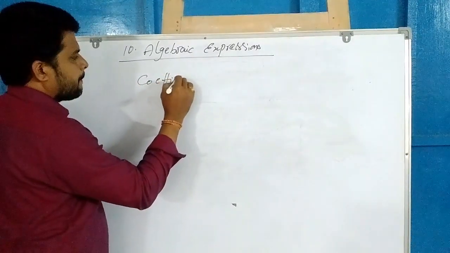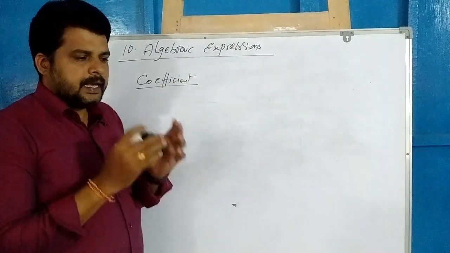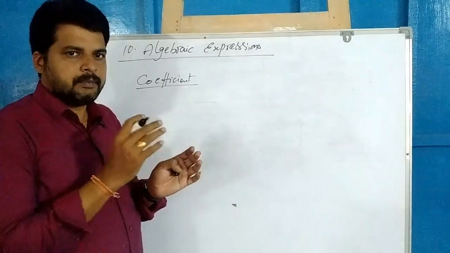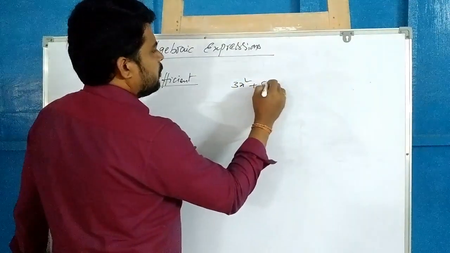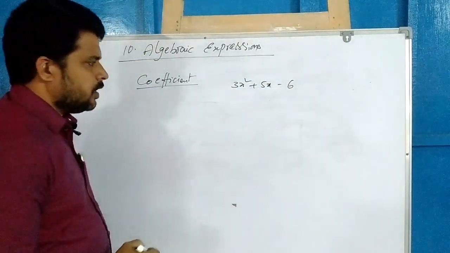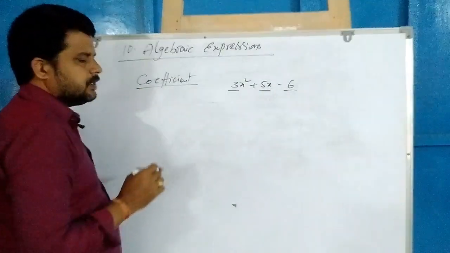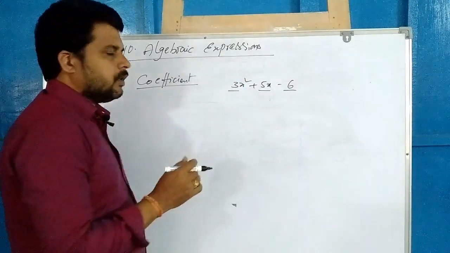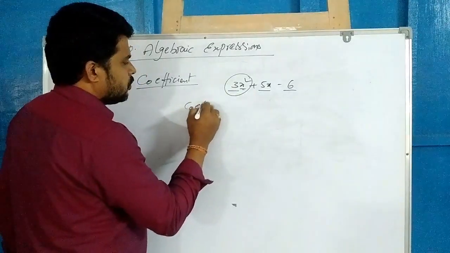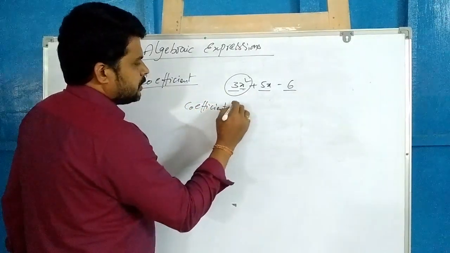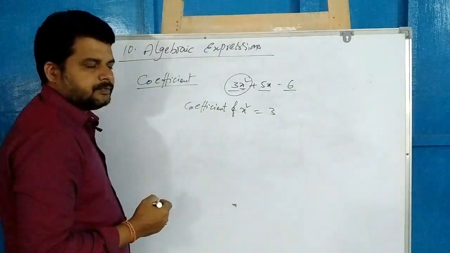Coefficient. What is a coefficient? A coefficient is nothing but any variable multiplied with a number. That number is called the coefficient. For example, we take the expression 3x square plus 5x minus 6. How many terms do we have? 1, 2, 3. Coefficient means variable multiplied with number. In the 3x square term, what is the variable? x square. The coefficient of x square: x square is multiplied with 3, so 3 is the coefficient.